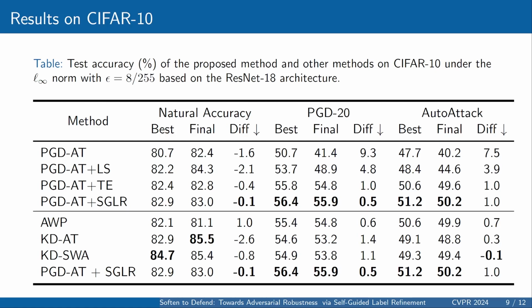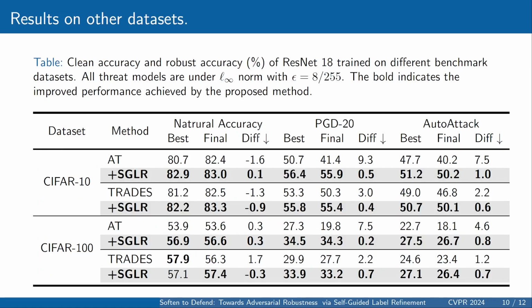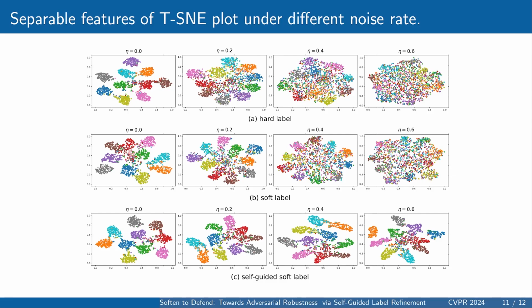We also visualize the t-SNE plot of learned representation under various label noise levels. We found that self-guided soft label yields the most separable representation.